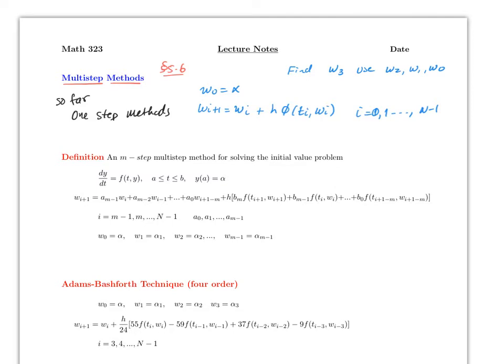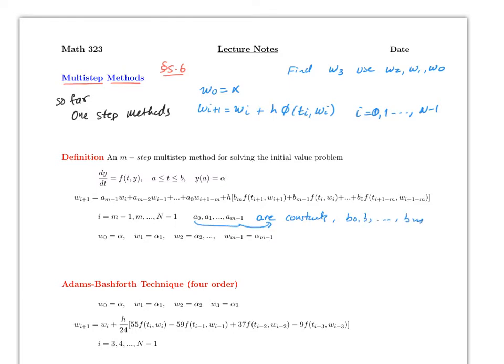And here i goes from m minus 1 all the way to n minus 1. The values for a_0, a_1, all the way to a_{m-1}, these are constants. Okay, these are constants, and so are b_0, b_1 all the way to b_m.